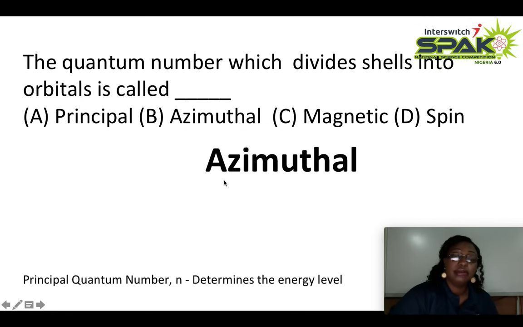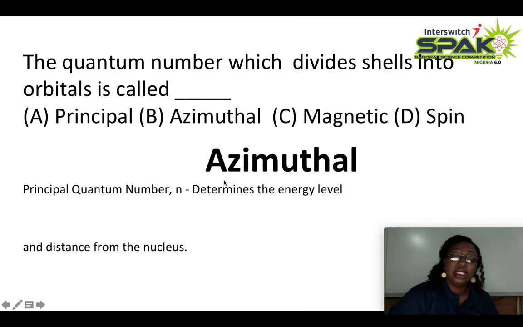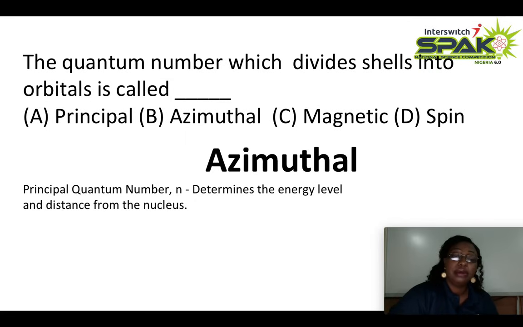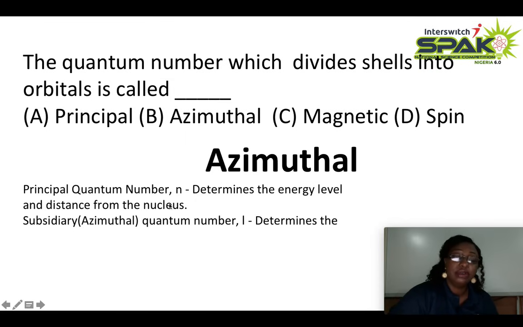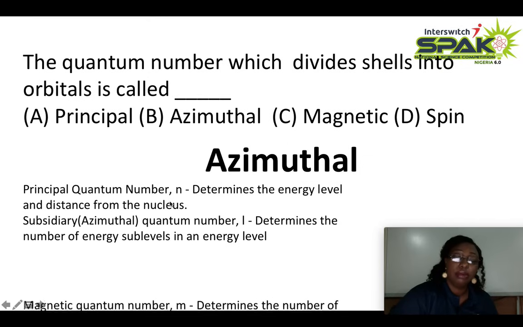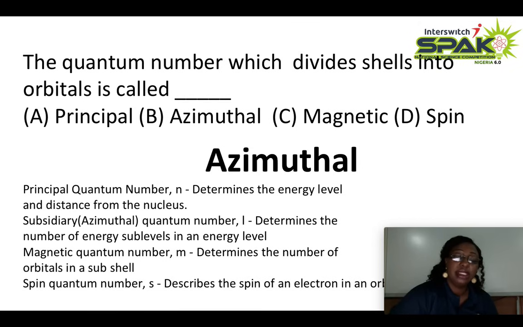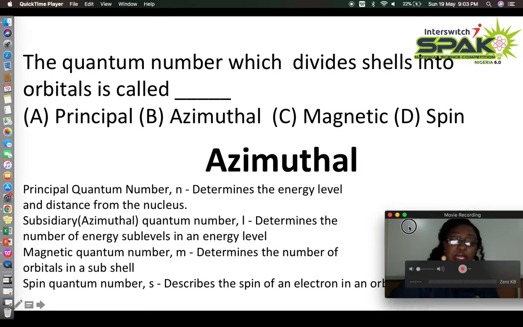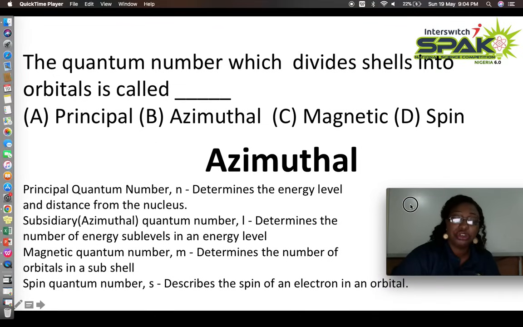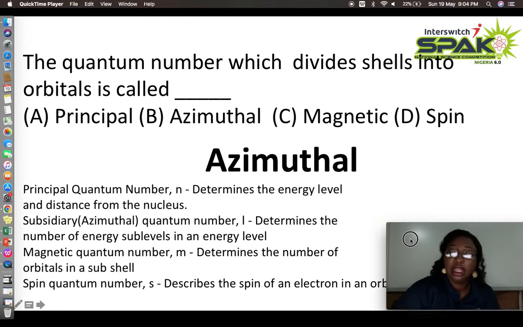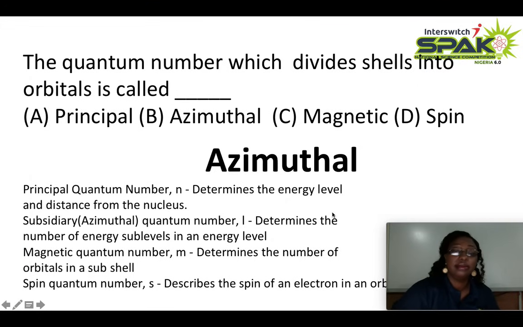Okay, so let's revisit it again. The principal quantum number n determines the energy level and distance from the nucleus, while the subsidiary azimuthal quantum number L determines the number of energy sublevels in an energy level. Then the magnetic quantum number M determines the number of orbitals in the subshell, while the spin quantum number describes the spin of an electron in an orbital.